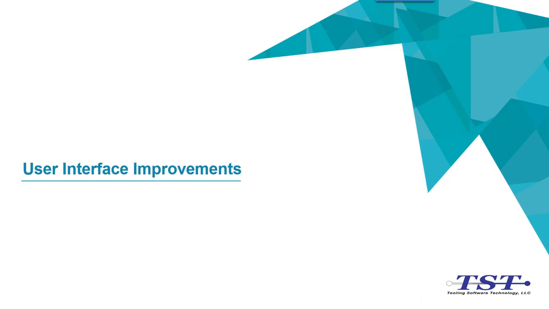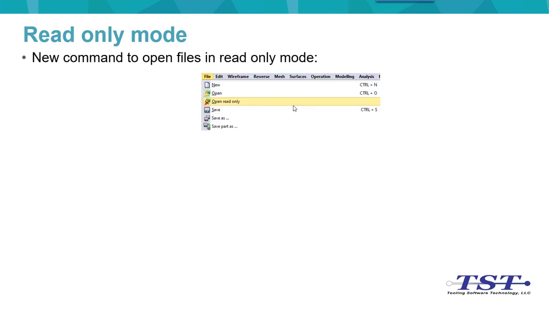We'll now go into the user interface improvements. So there is a new option for read-only mode inside of VISI. This new command is just under the file dropdown, and it's called read-only mode. If you select this option, regardless of whatever file you open, it always opens in read-only, and it doesn't prompt you with anything at the beginning of the file opening.